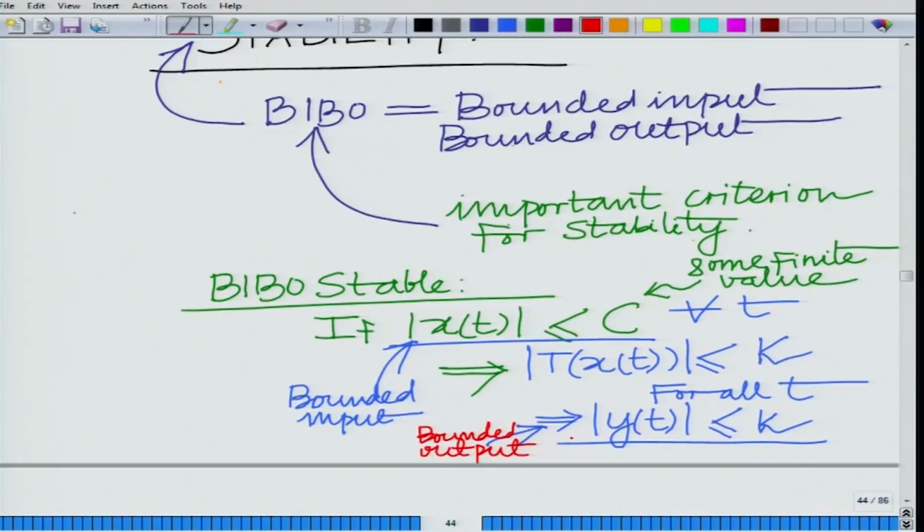Any bounded input to the system must produce an output that is upper bounded by a certain constant value. If the system satisfies this property for all bounded input signals, it is known as a BIBO stable system, that is, a stable system under the bounded input, bounded output stability criterion. Now, we will derive an important condition on the impulse response of the system that is BIBO stable, and that can be derived as follows.